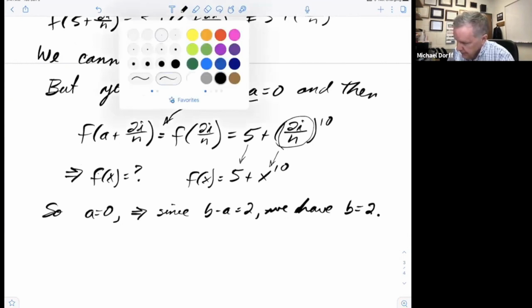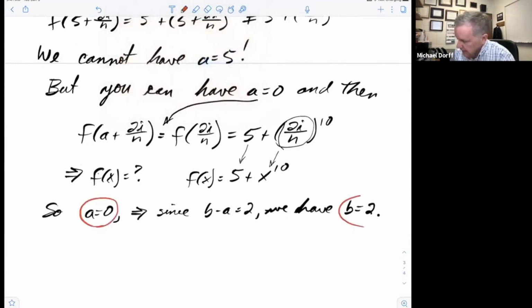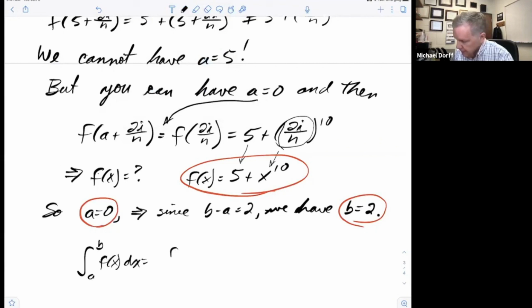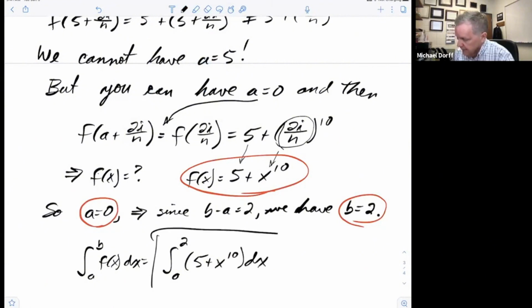And so we have three things we need. Remember, we need a, we need b, and we need f of x. And so from that, we can get the integral from a to b of f of x dx is going to equal the integral from 0 to 2 of 5 plus x to the 10th dx. And that would be my answer in this case. So see how the first problem was different than the second one here. Hopefully that helps.